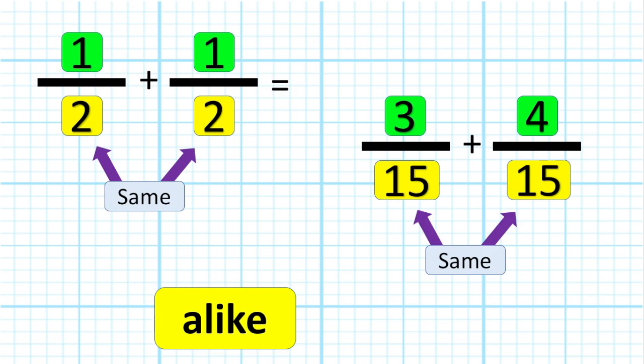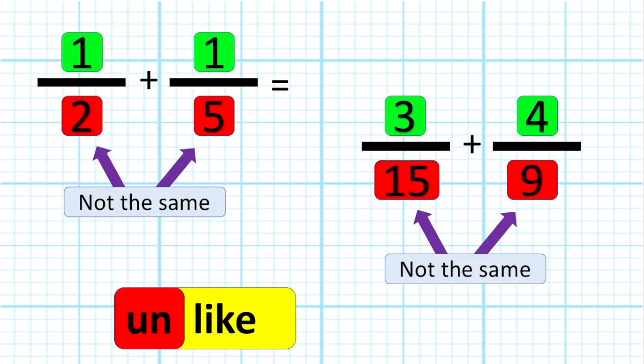They are alike. We have 1/2 add 1/2. We had 3/15 add 4/15. They are alike. If the denominators are the same, we call them like fractions. And if they are not alike, we call them unlike fractions. Okay, and we need a solution to adding unlike fractions. But don't worry, I would never let you down like that.